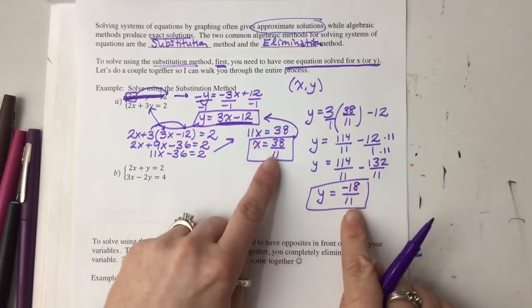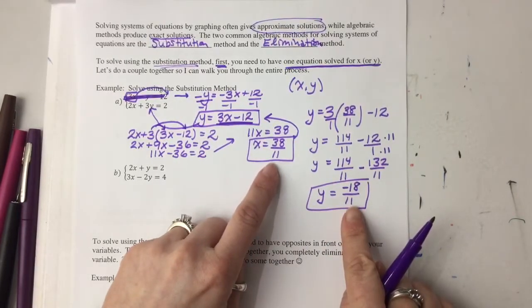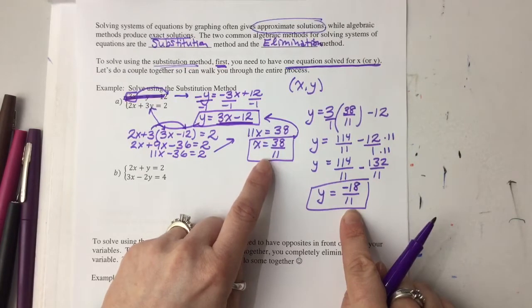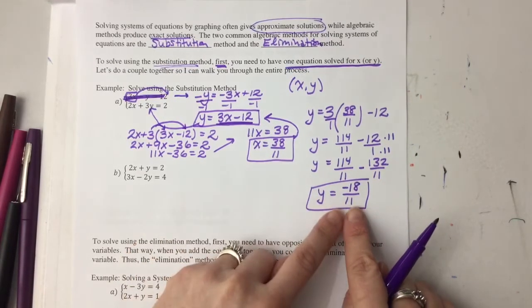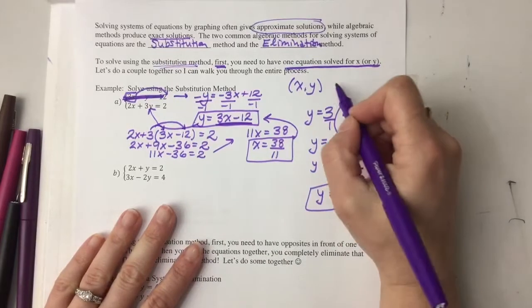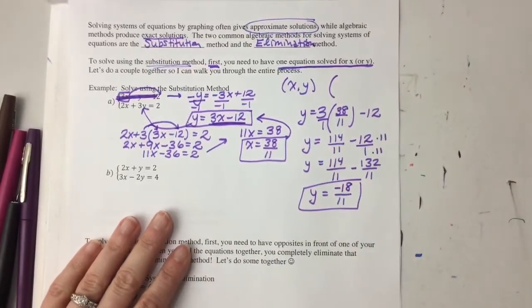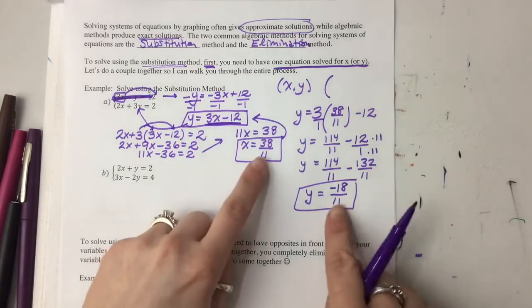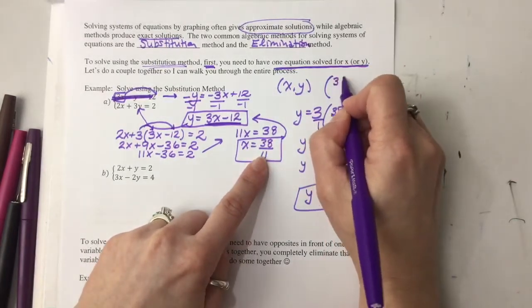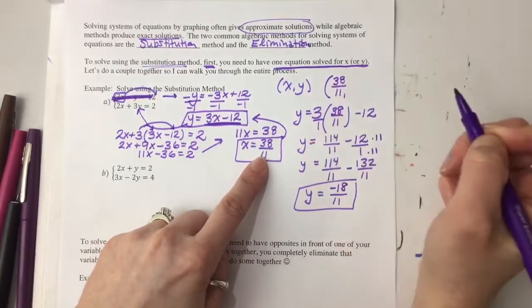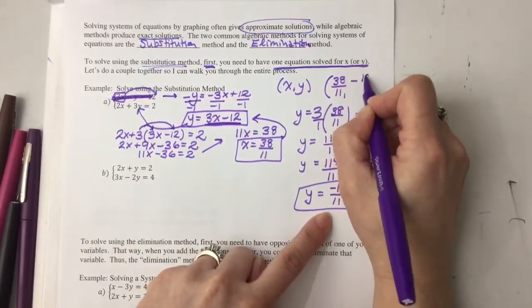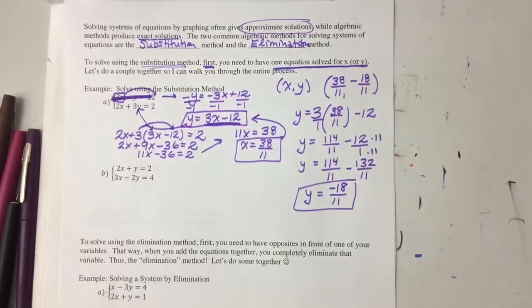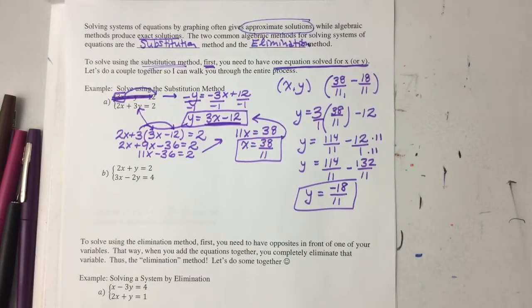So here are your two values for your variables. Okay, so x is 38 over 11, y is negative 18 over 11. You write your final solution as an ordered pair because it's representing a location on a coordinate plane. So you would be going to the right 38 elevenths, and you'd be traveling down 18 elevenths, and that's the location where those two lines would intersect.